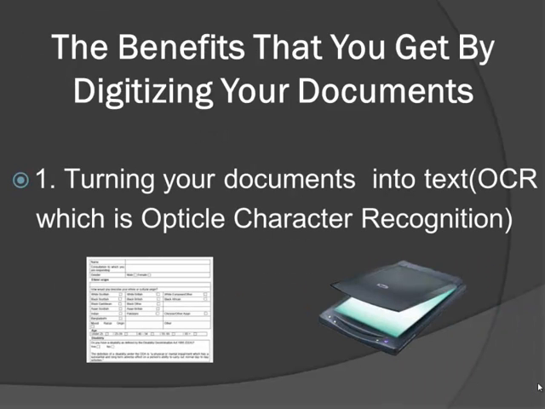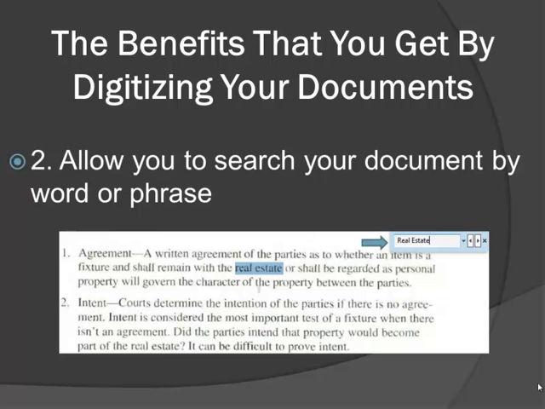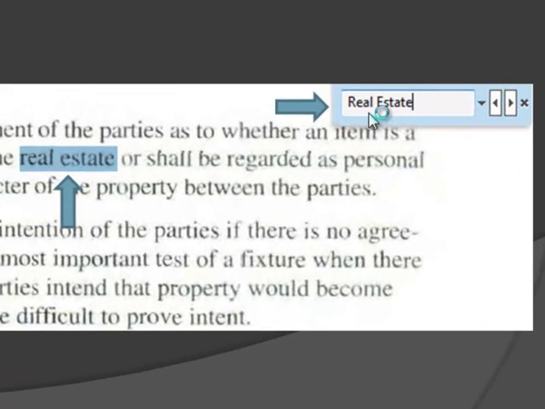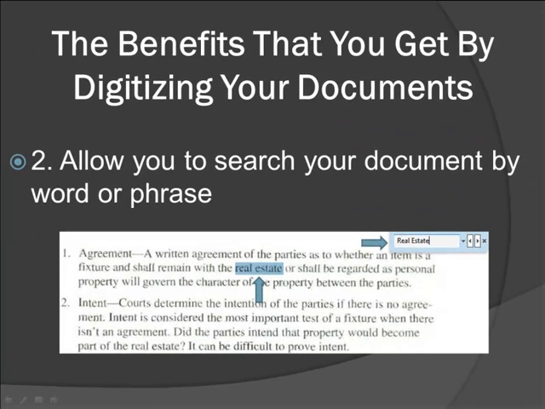The benefits that you get by digitizing your documents: turning your documents into text, OCR, which is optical character recognition. By doing that, it will allow you to search your documents by word or phrase. For instance, you would type in the word real estate, and it will find all the pages that have the word real estate in it. So this will allow you to search your documents with ease.